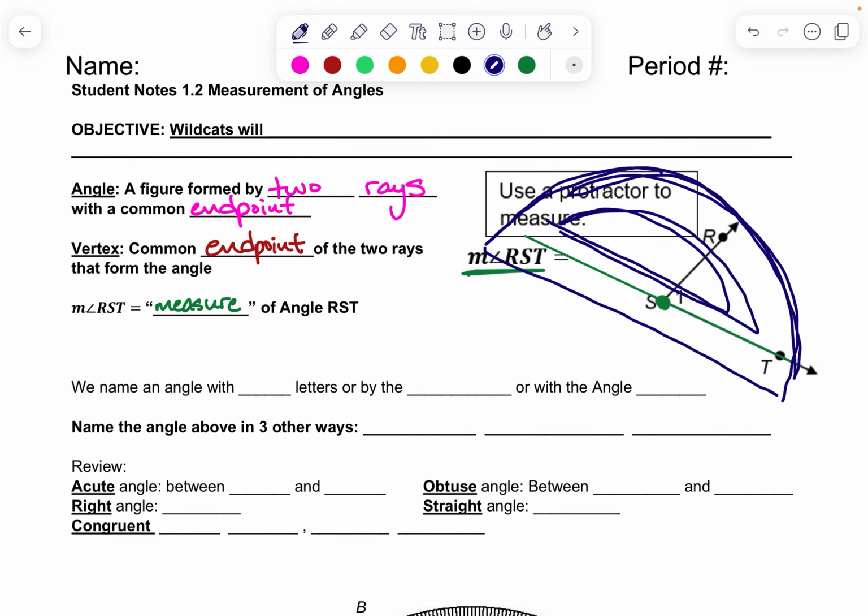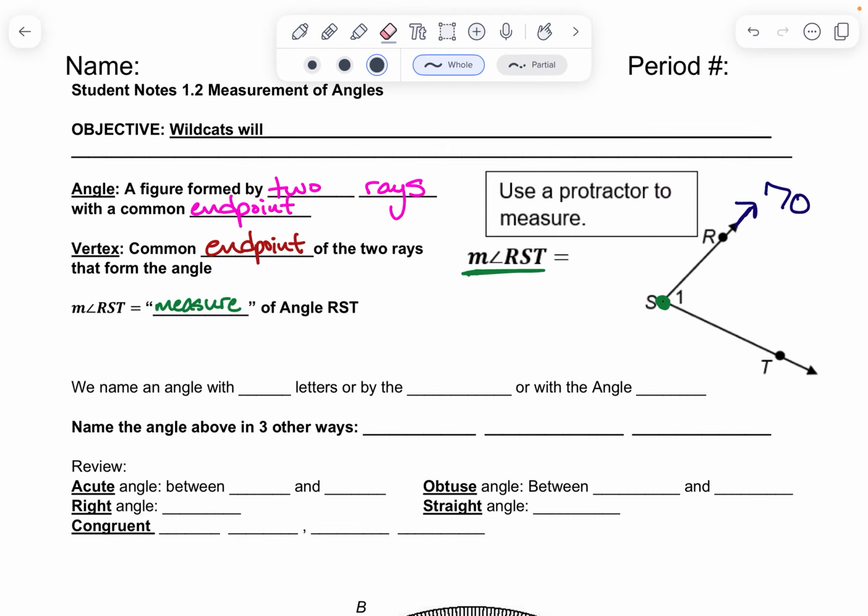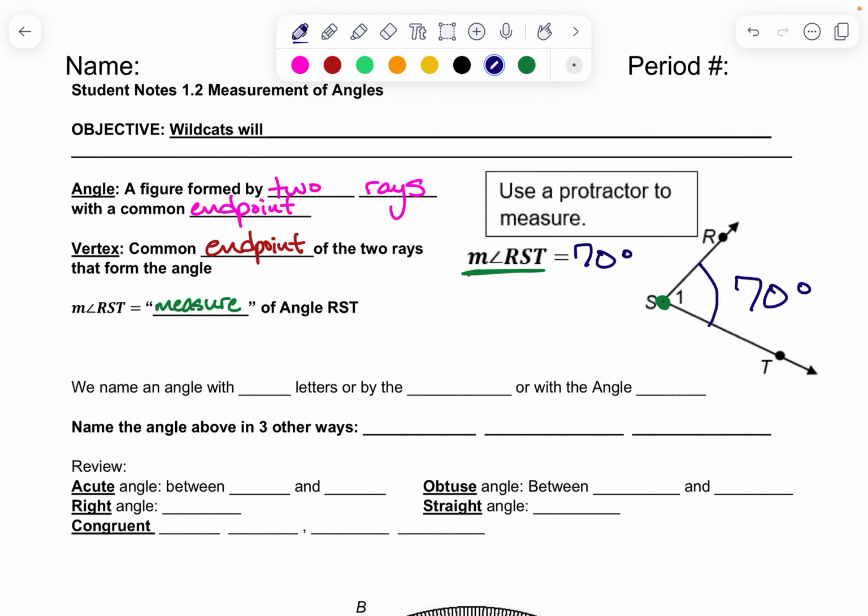When we measured it in class, this ray R was pointing to about 70 degrees. Okay, it was pointing to about 70 degrees. And so the measure of angle RST, we said this angle was 70 degrees. I guess I could write it right there where it goes, 70 degrees. Make that 7 a little better. There we go. All right, and then the next thing we talked about was naming angles.